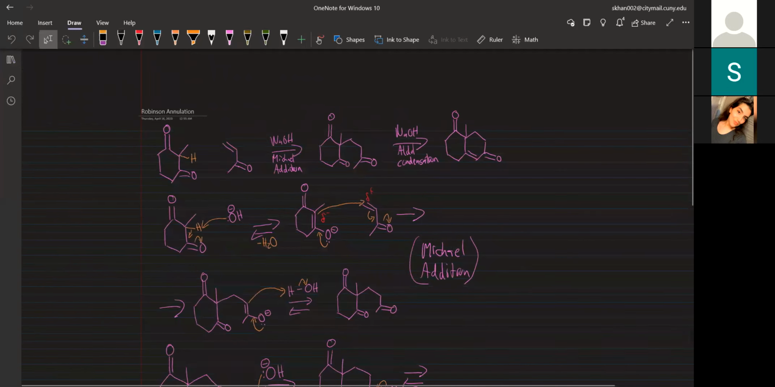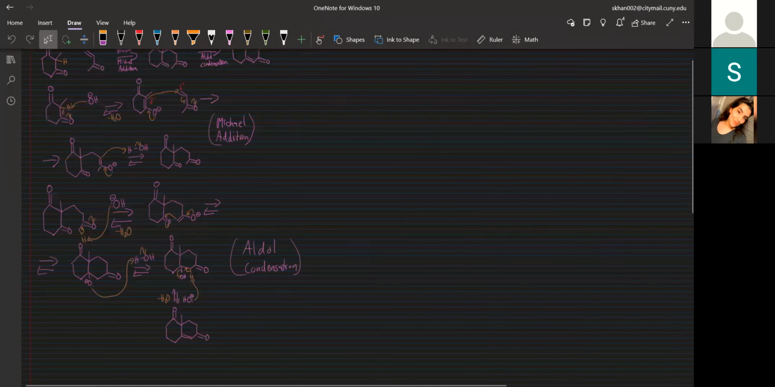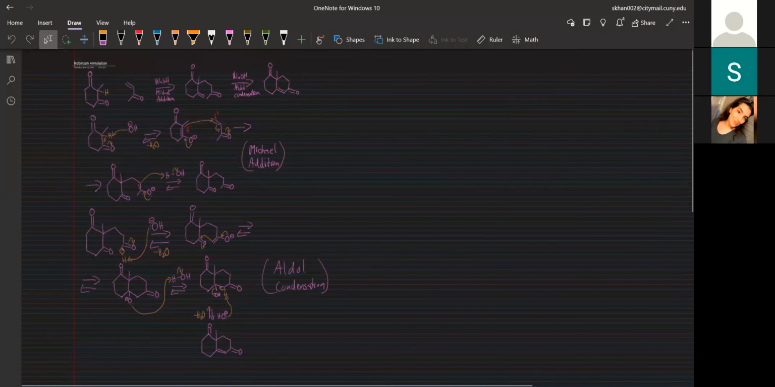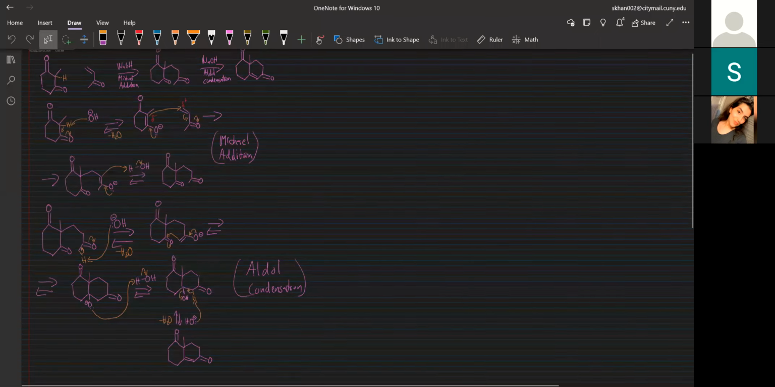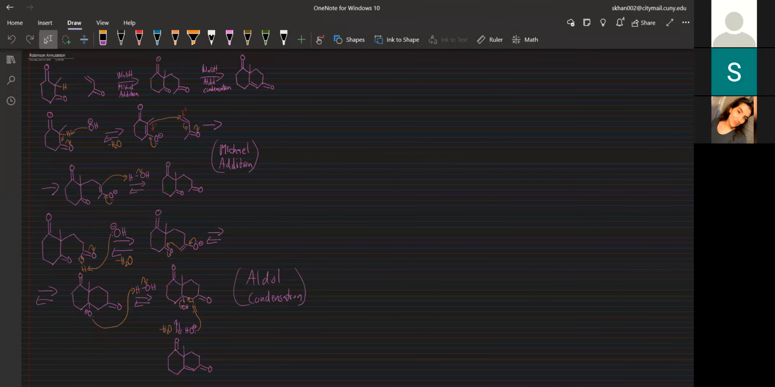So if this was covered in your class, back in that section of notes, that is a full mechanism for an example of a Robinson annulation. If I tried to write this right now with the current setup I had, it would probably take like half an hour, so I'm not going to do this example. But this is your example, I think from your book, or maybe a similar example, and you could always look at this. What it really is, is a Michael addition followed by an aldol condensation. So if you want to practice it and then look at the answer, it would be over here.